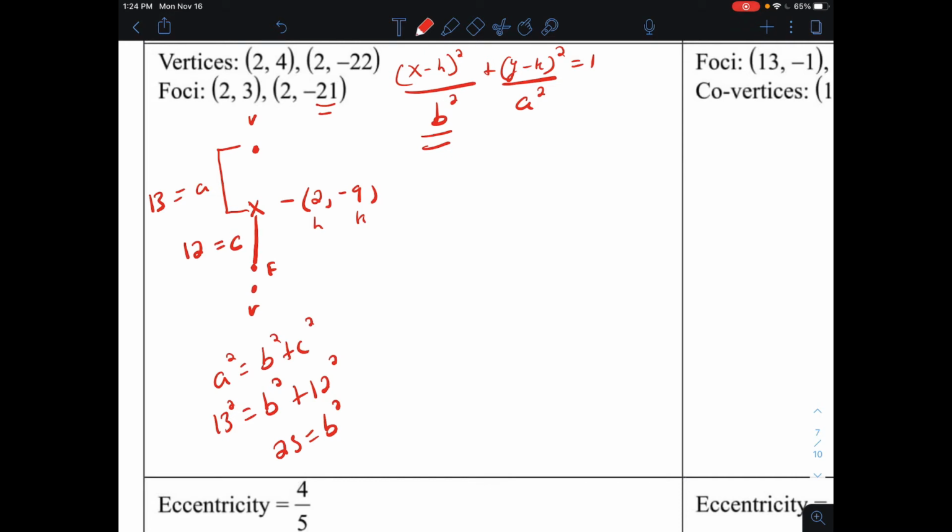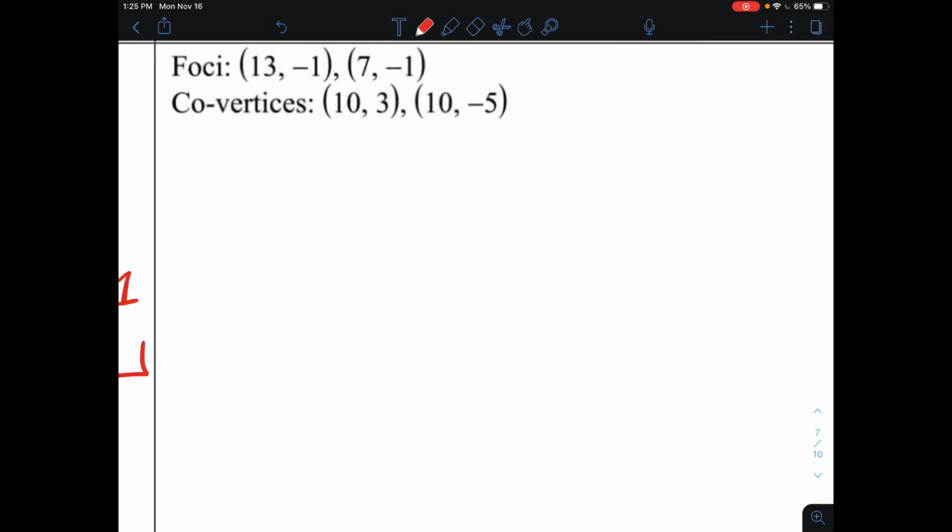And so we put everything into our equation. We have x minus 2 squared over b squared, so over 25, plus y minus k squared, so y minus negative 9, y plus 9 squared, over a squared, 169, is equal to 1.